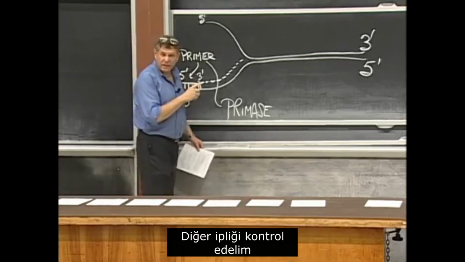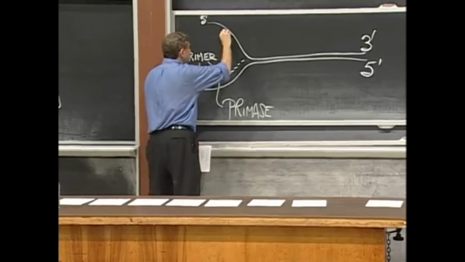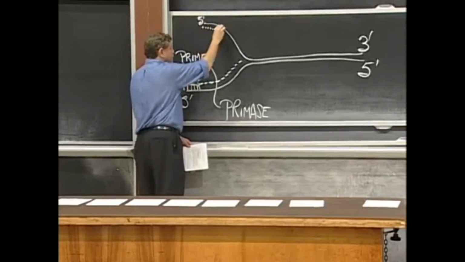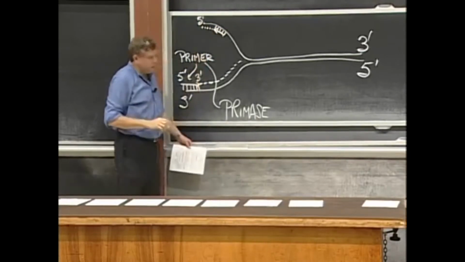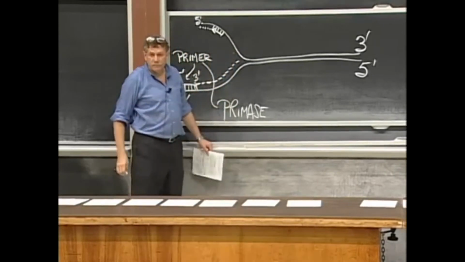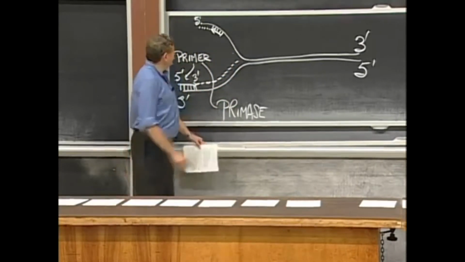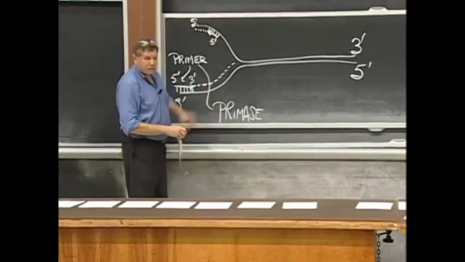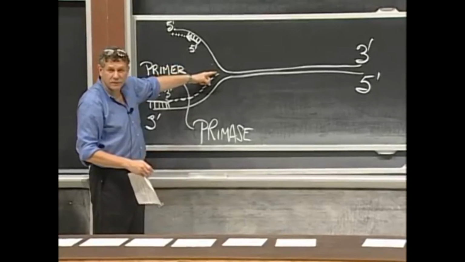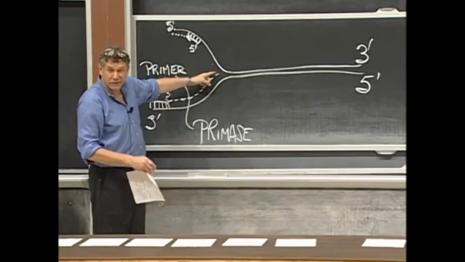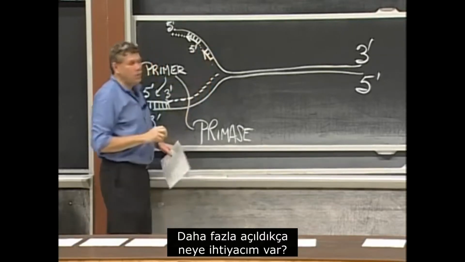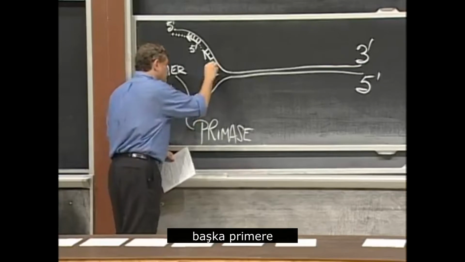Let's check out the other strand. Primer here. Polymerase chugs along. But now as this double helix opens up, what happens over here? The synthesis is going this way. So what do I have to do here? Another primer. I need another primer. Then as it opens up more, what do I need? Another primer.